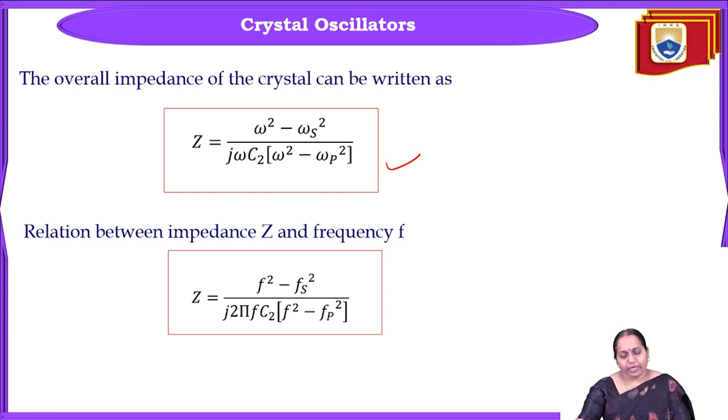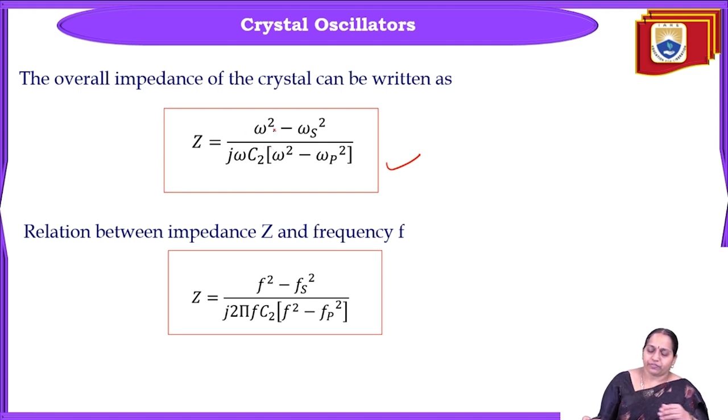Now, the relation between impedance and frequency. So Z is equal to f square, just replacing omega by f. Z is equal to f square, if you replace omega equal to 2 pi f.